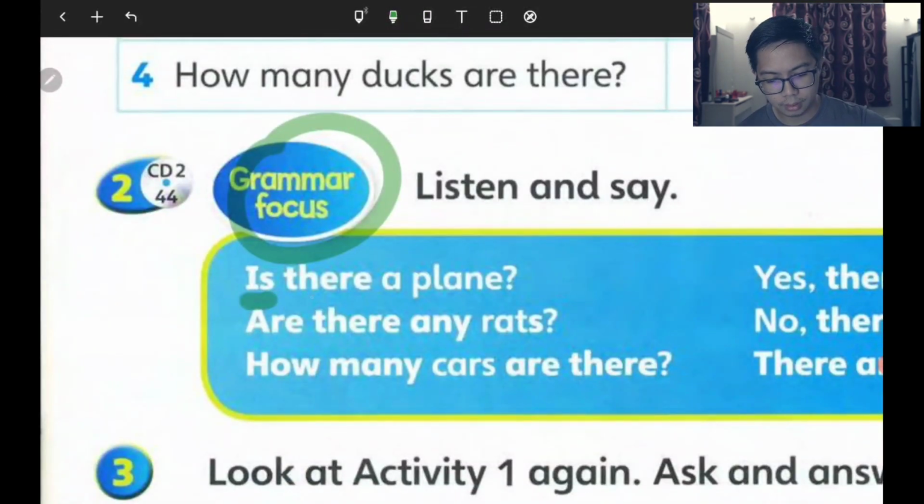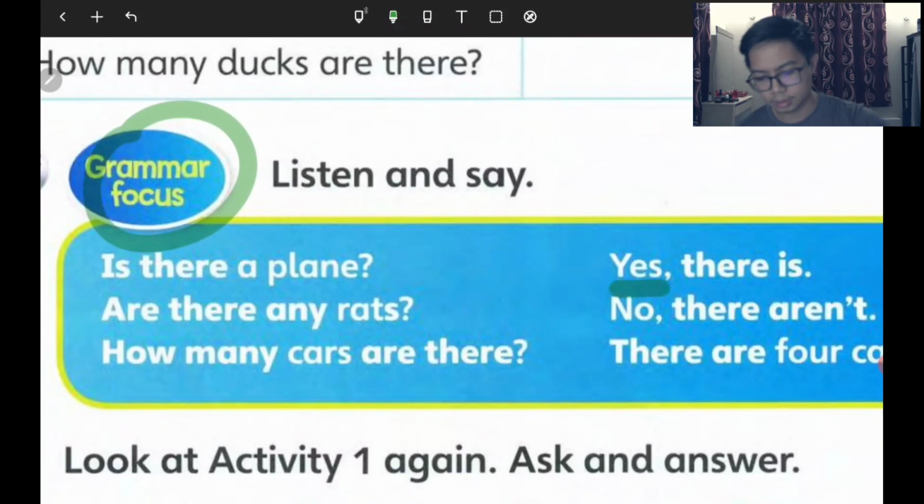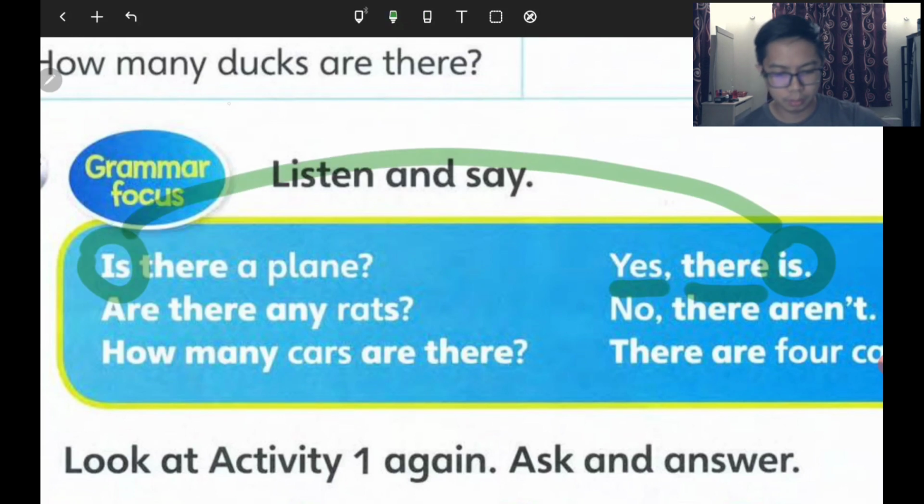Okay, for example, is there a plane? A plane. Only one, okay? If you say yes, yes. And then there is. Look at the front. Okay, it must be the same.